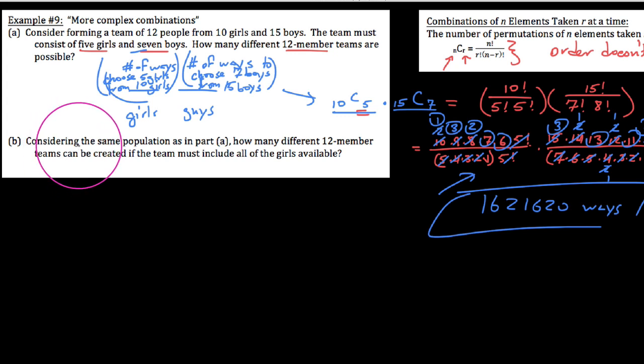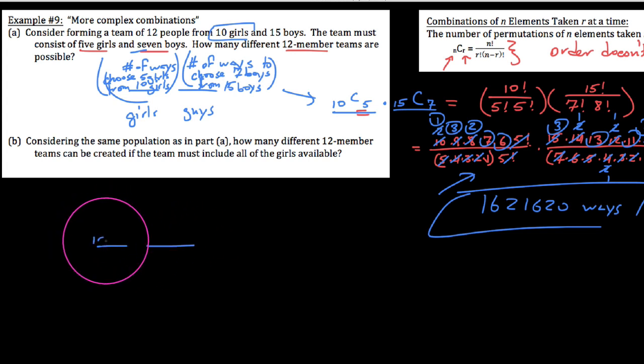So really quickly here, last thing it says, considering the same population as in Part A, how many different 12-member teams can be created if we must include all of the girls available, okay? So we say, well, how many girls are available? There are 10 total girls. So if I've got a 12-person team, essentially what we're saying is this, well, I got to choose girls and choose guys, and order doesn't matter.